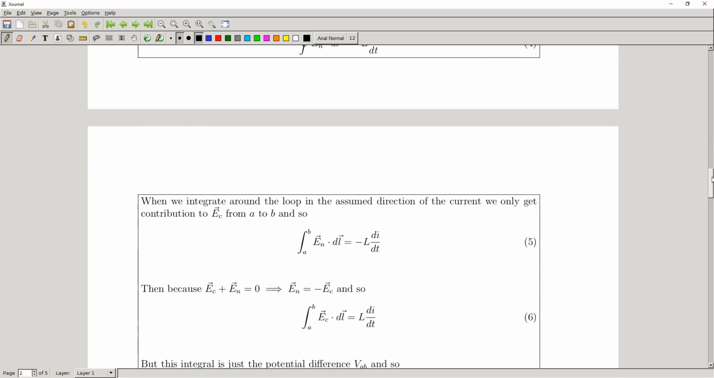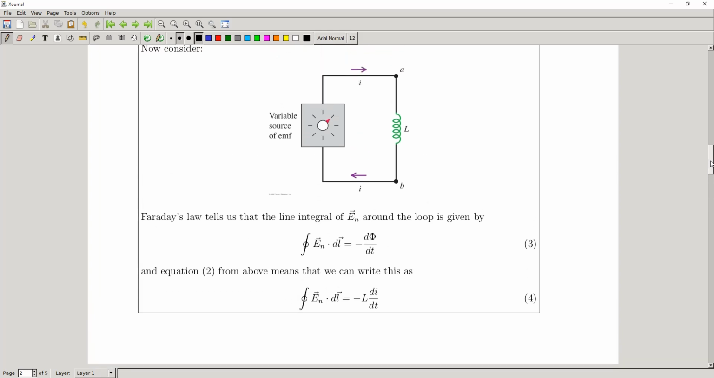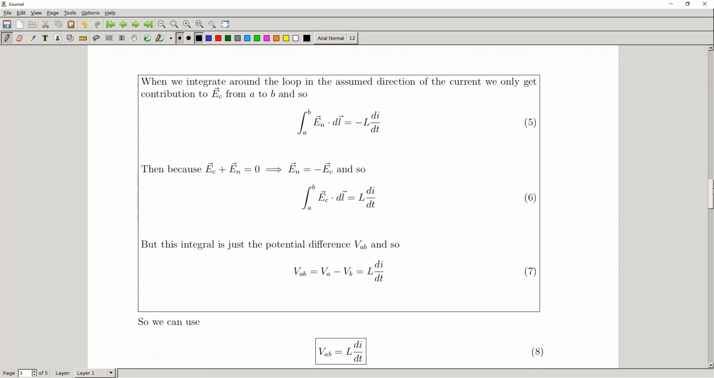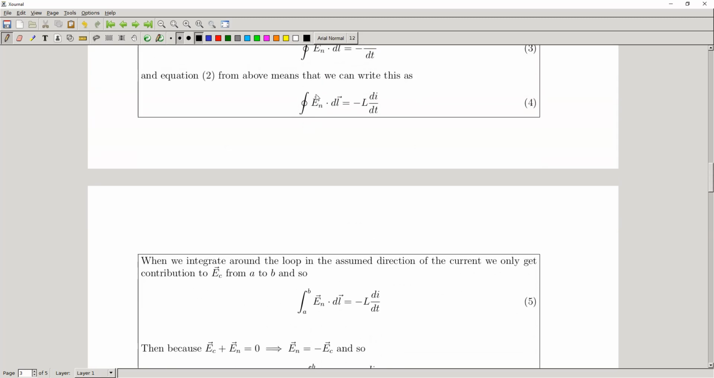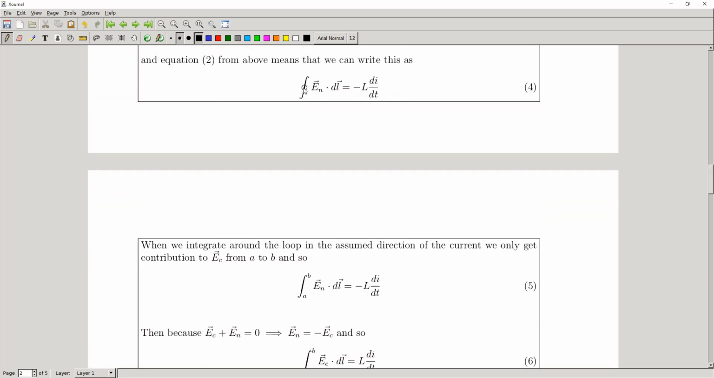Then when we integrate around the loop, following this loop integral, this is a closed loop integral, so we need to integrate around the whole loop. But we're only going to pick up contribution from A to B, right? There is no non-conservative electric field anywhere except inside our inductor. Because that's the fact, we can replace the full loop integral with just an integral from A to B, because we're not picking up contribution around this part, we only get contribution between A and B.